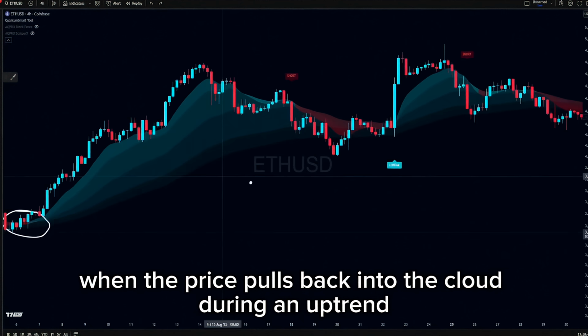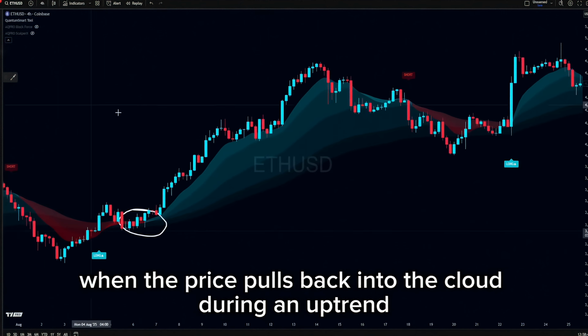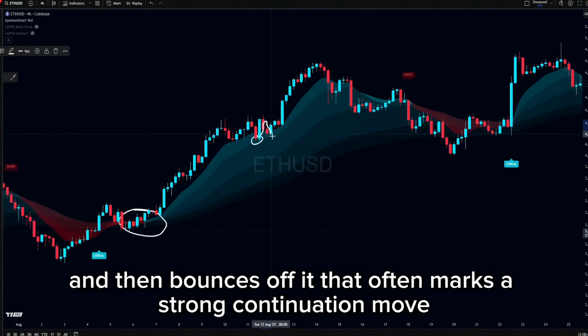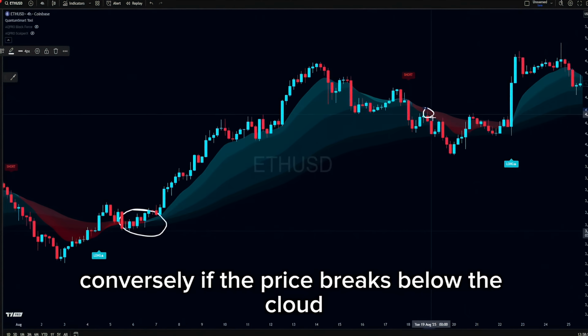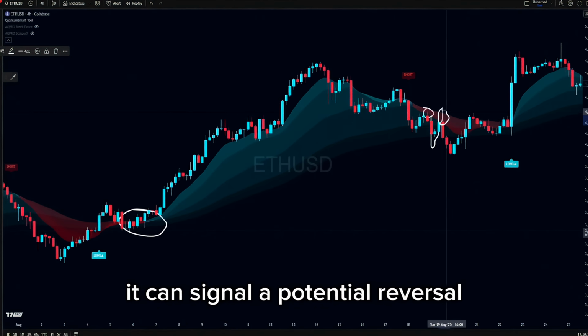For instance, when the price pulls back into the cloud during an uptrend and then bounces off it, that often marks a strong continuation move. Conversely, if the price breaks below the cloud, it can signal a potential reversal.